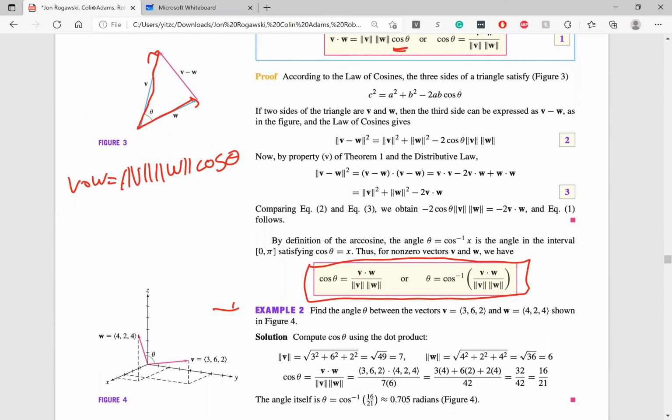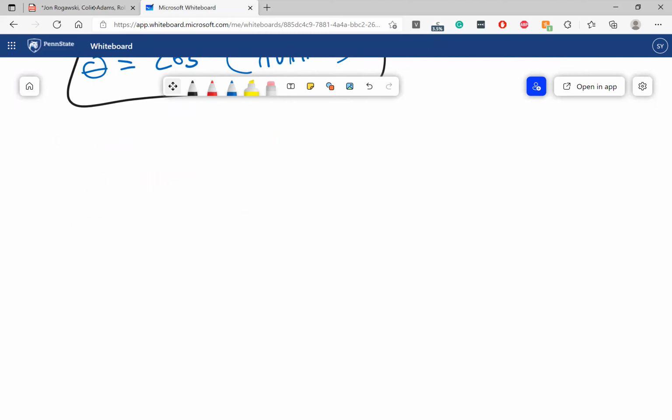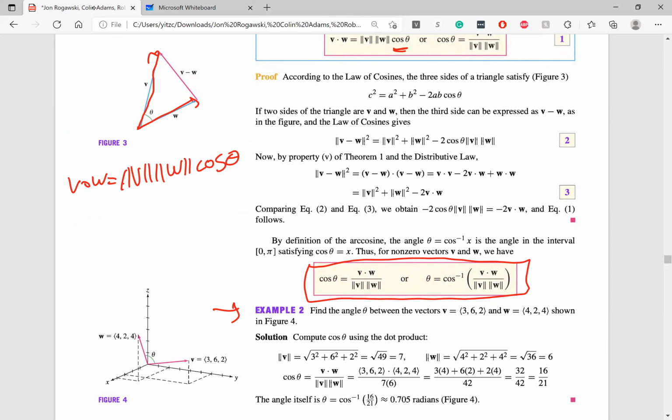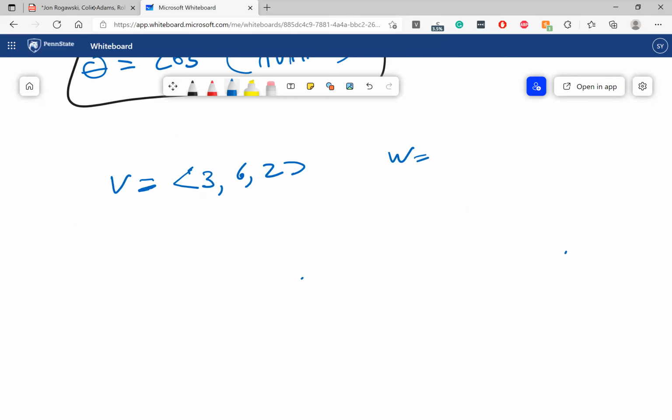So now they ask us to find the angle between the vectors. Let me write that. Let's say V is equal to 3, 6, 2, and W is equal to 4, 2, 4. So we want to find the angle between them.